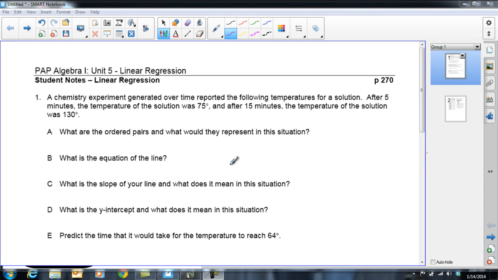Hey there, kiddos. Today we're going to talk about something called linear regression, which is a way for your calculator to take 2 points or more, but at least 2 points given on a graph, and give you the equation for the line that would best fit those points.